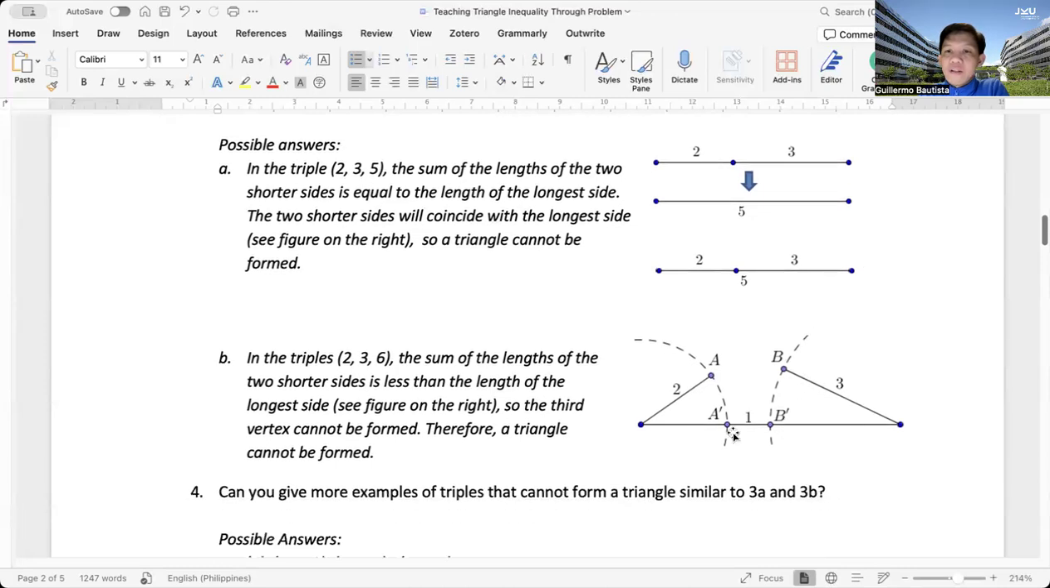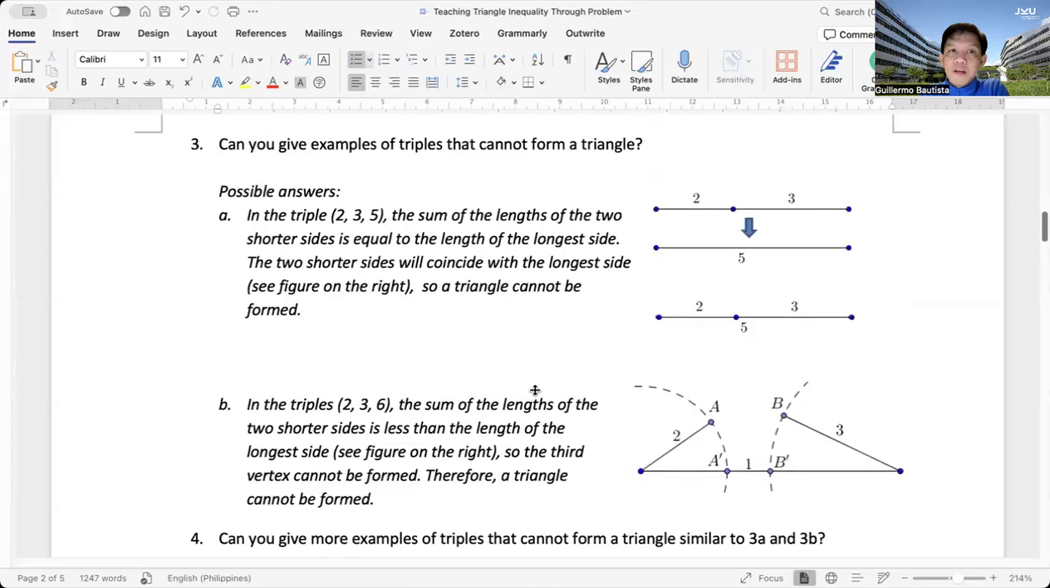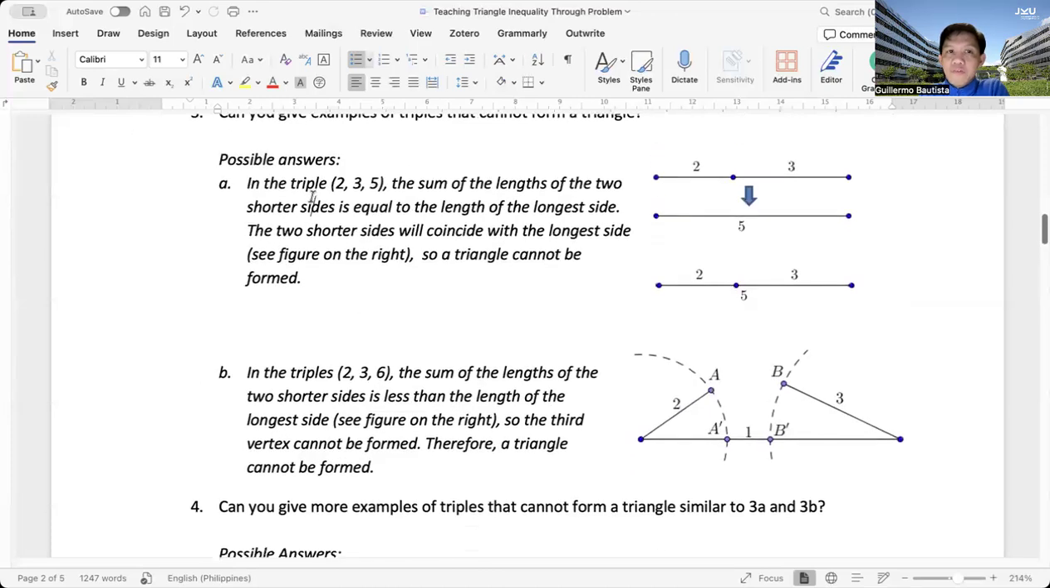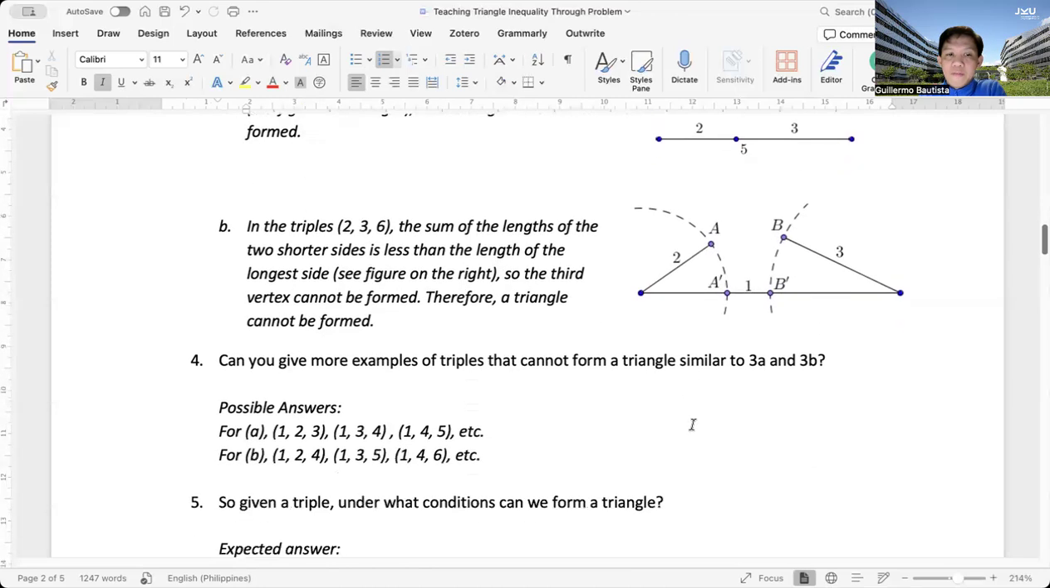The second case is if the longest side is longer than the sum of the lengths of the two sides. So if you put A, for example, here in A prime, and B in B prime, we will have two shorter sides here, and you have a longer side, and you have a space somewhere here. And then I'm going to ask them to give more examples of these two cases. So they will have a sort of understanding of why the triangle can't be formed.